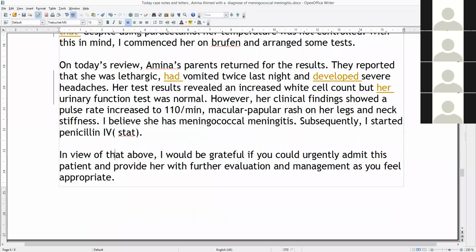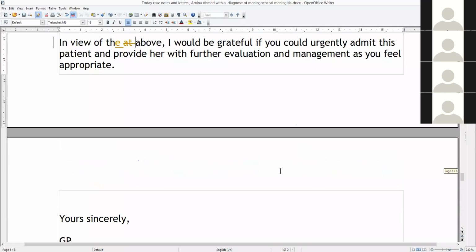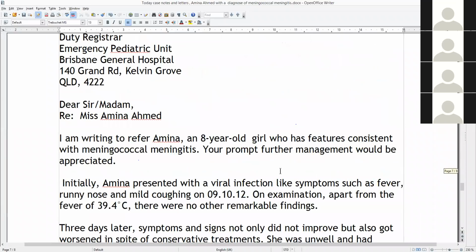Clinical findings, the pulse rate, and so I started medicine, okay. In view of the above, we'll be grateful if you urgently admit this patient, and so on. Okay, not so bad, not so bad. Okay, let's see what else we've got.